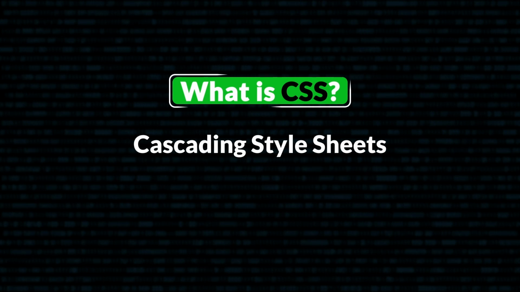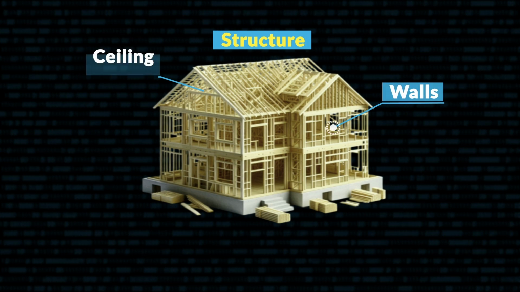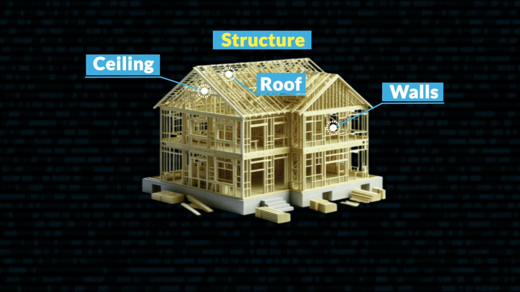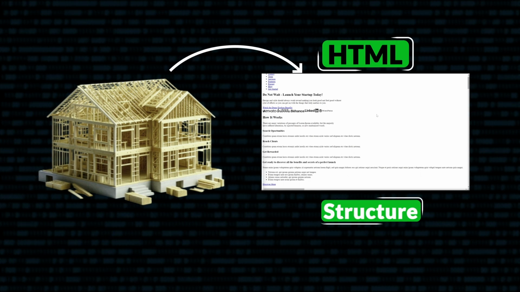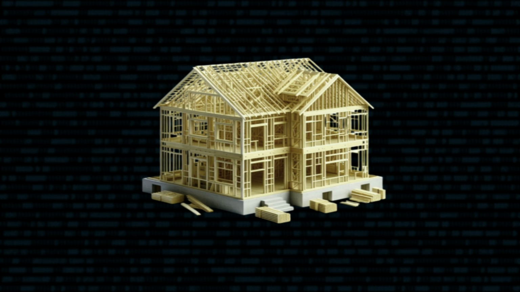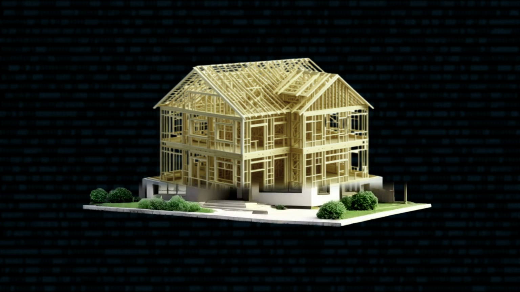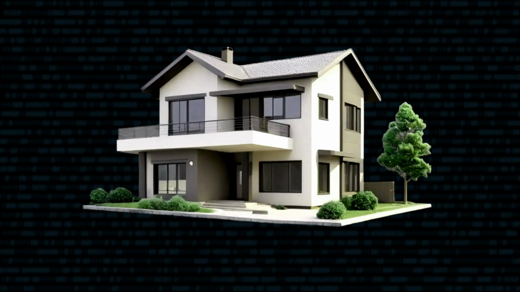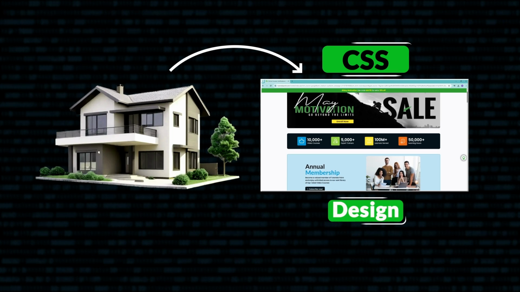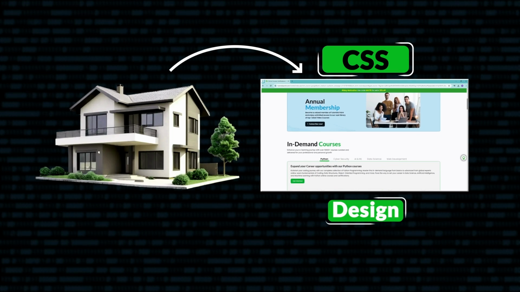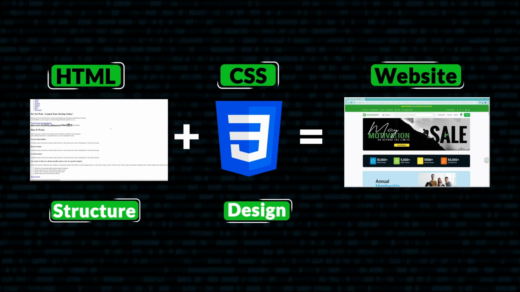Let us suppose you are building a house. The first step is to construct the structure, the walls, ceiling and the roof of this house. Similarly, we use HTML to construct the structure of our website. But you don't want to live in a house with no paint and interior design, right? So you start painting the house, decorating and designing it with elements like lighting, furniture, etc. Similarly, we use CSS to design and decorate our website. So basically, HTML defines the structure and CSS determines the styling of our website.